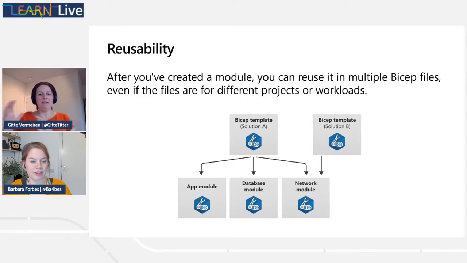Okay, and that means that, for instance, I could make available for my company a module that deploys, let's say, a web app and a database. A web app, backend, and database would maybe be a good candidate for a module. And then if I have a lot of web apps and databases needed for different projects and applications across my company, everybody can just reuse that same template, right?